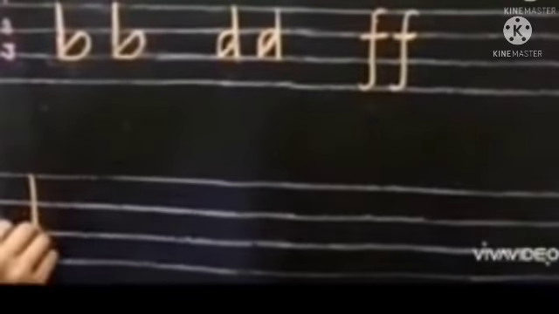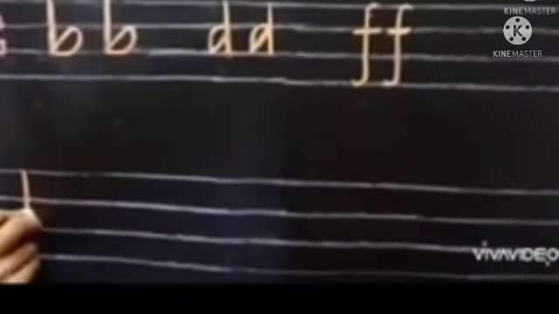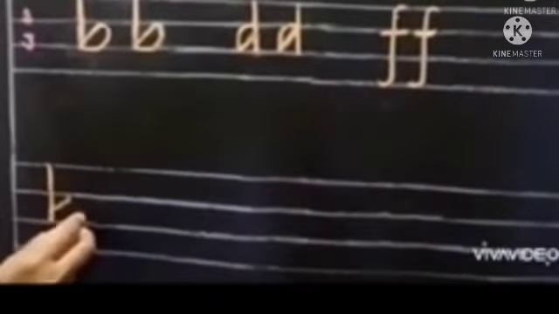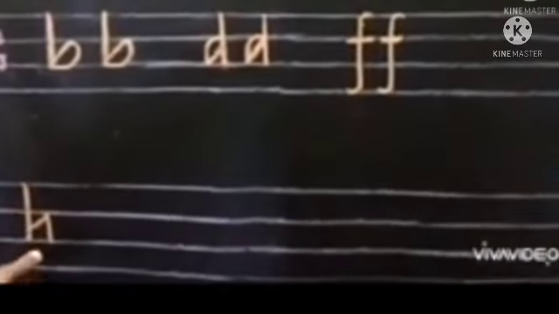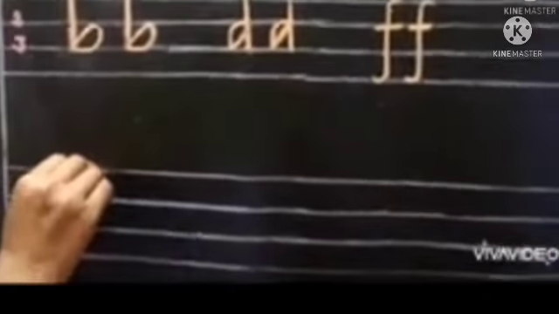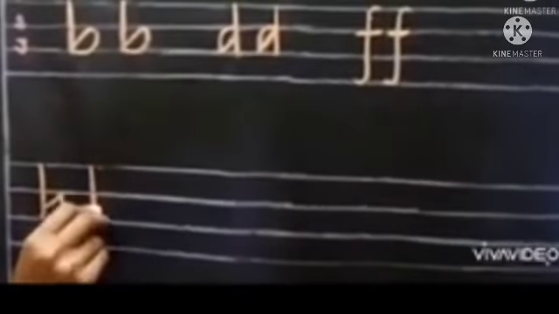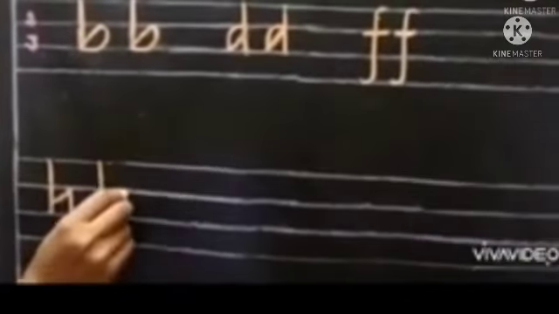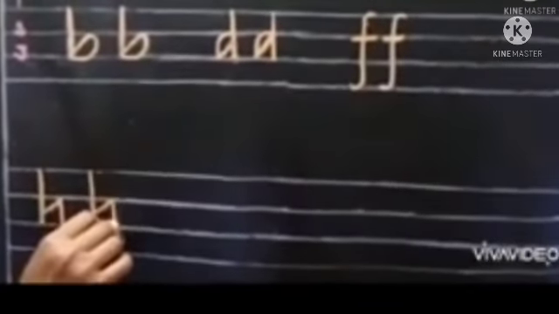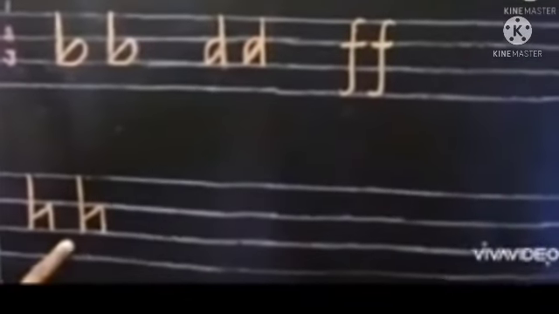Next letter is H. Draw a straight line, slanting line, and then draw a straight line. Makes H. Once again, children, draw a straight line, slanting line, and then draw a straight line like this. This is H.